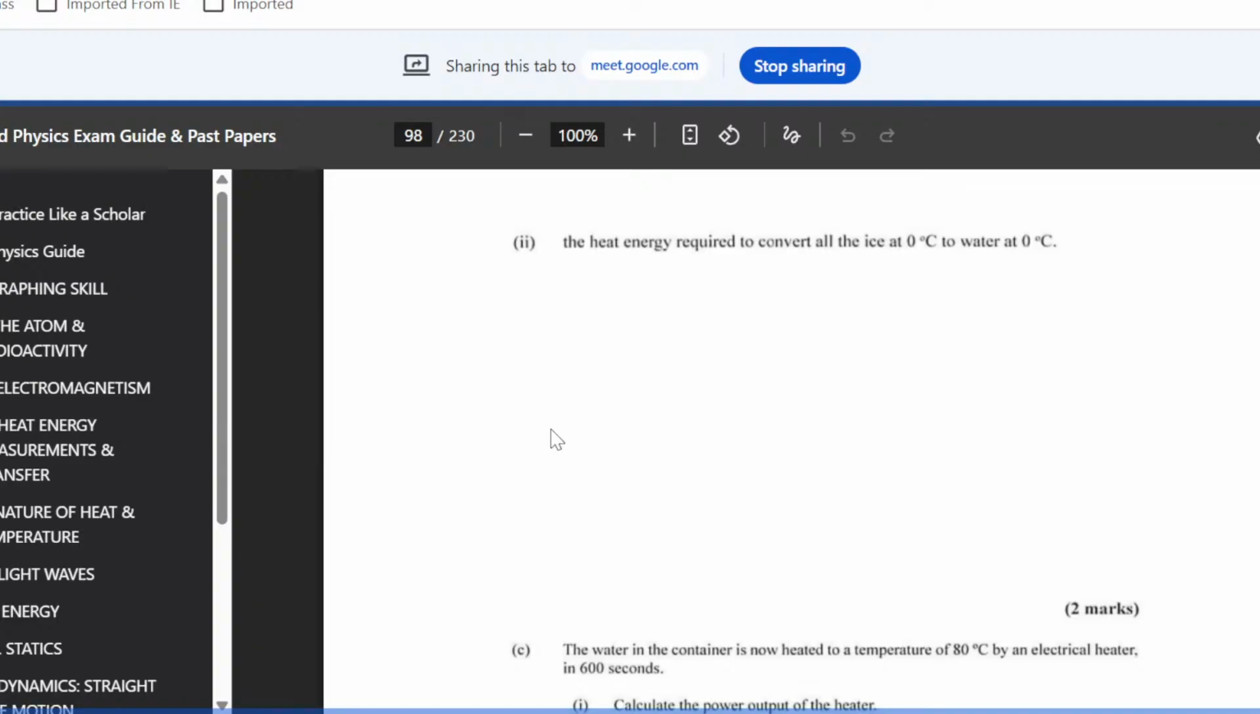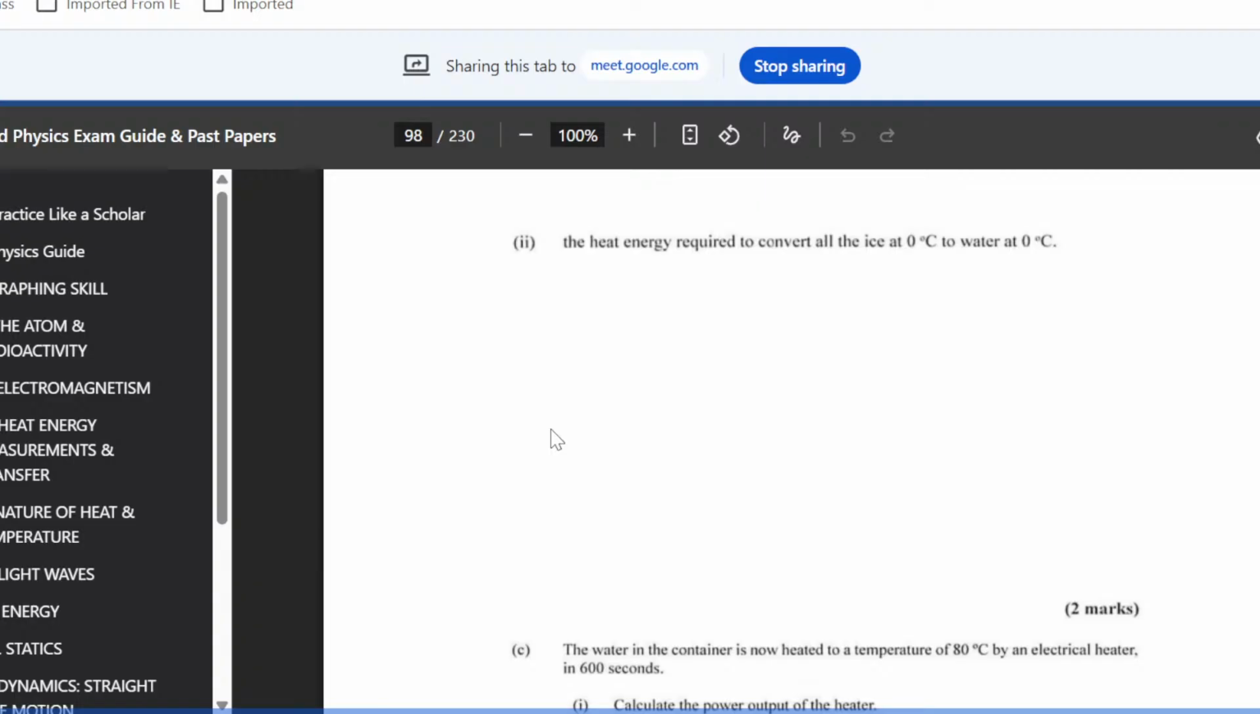All right, they're so nice this year. They're not always this nice, right? Sometimes they ask you to calculate the energy in one step, but here they've broken it down so nicely for you.